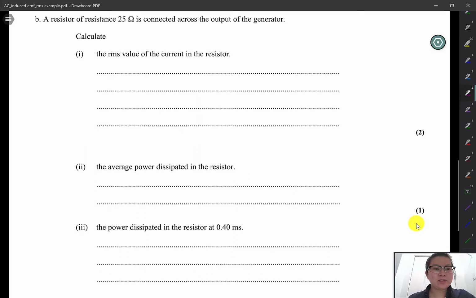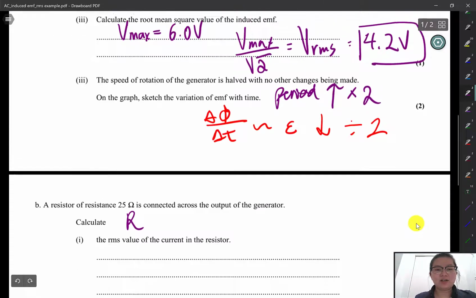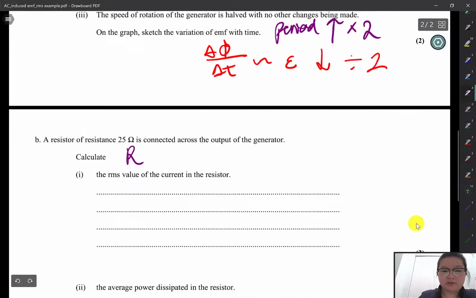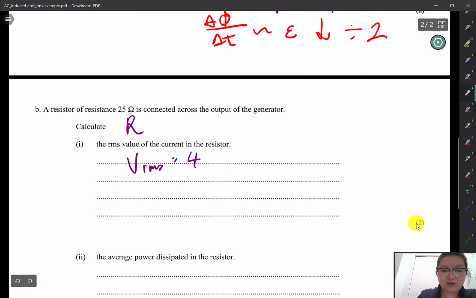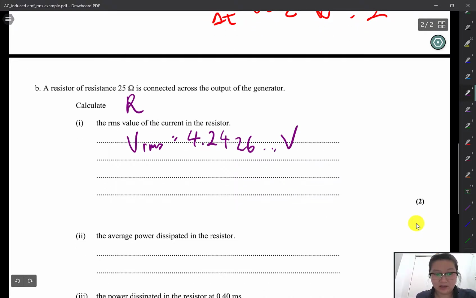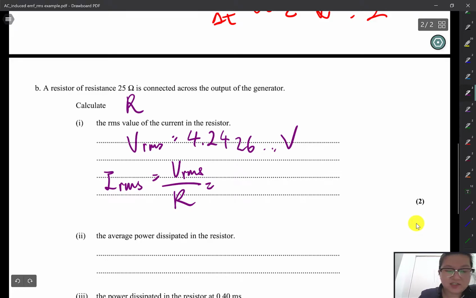Okay, so a resistor of resistance 25 ohms is connected. That's our R value. We want the RMS value of the current. We actually have the RMS of the voltage already from the previous question. The RMS is 4.2 volts. It's actually 4.2426 volts, and I'm going to use that instead. So the current, which is I RMS, is equal to V RMS divided by the resistance.